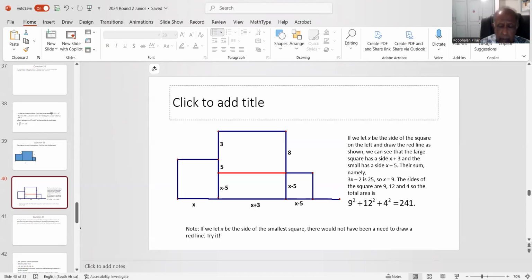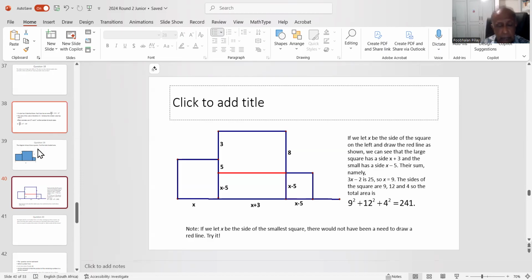In my calculation I called that x. They say let x be the side of the smallest square. And so we did this, right? And we saw this: if you use this as x, you have to draw a construction line, which makes life a little bit complicated, but you will still get to the same answer.